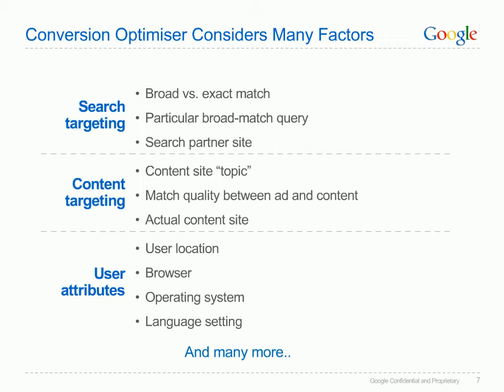Conversion Optimiser can also observe how well the ad content and site content matches. Conversion Optimiser can also look at what a specific user is using. It can also take factors like the browser or operating system into consideration.